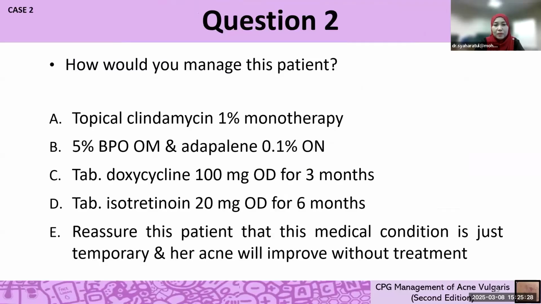Or D, tab isotretinoin 20 mg OD for 6 months. Or E, you just reassure this patient that this medical condition is just temporary, and her acne will improve without treatment. So what do you think would be the answer? Okay, so we can see B, C.